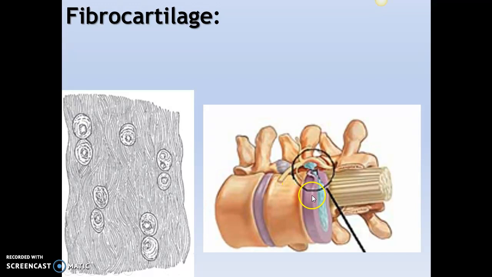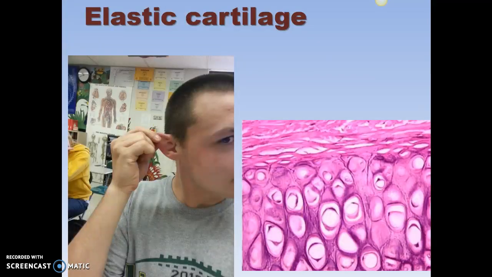Fibrocartilage forms those little discs between our backs. It's tough, so when you fall and jump up and down, your vertebrae aren't banging against each other. And it's strong, so when you bend, it's flexible. A lot more collagen, so it's strong.